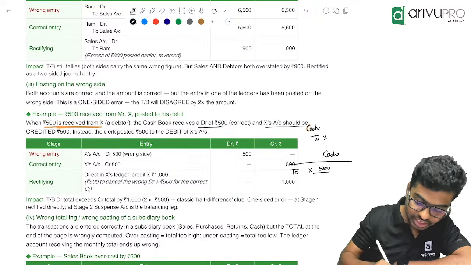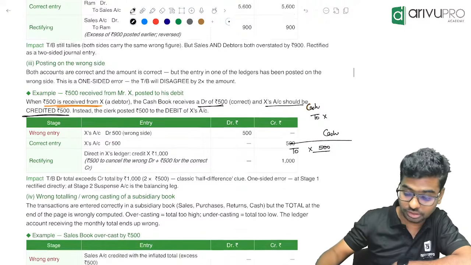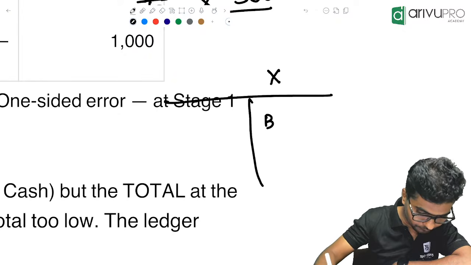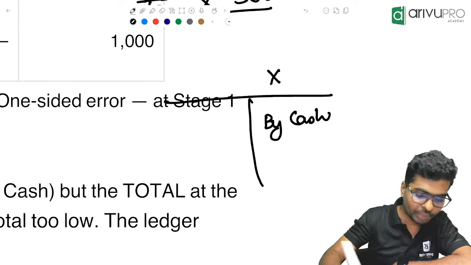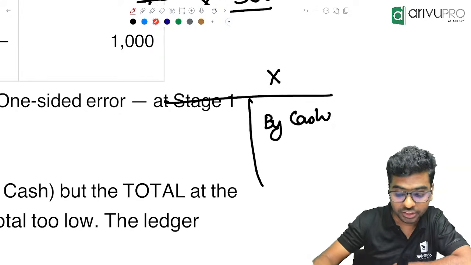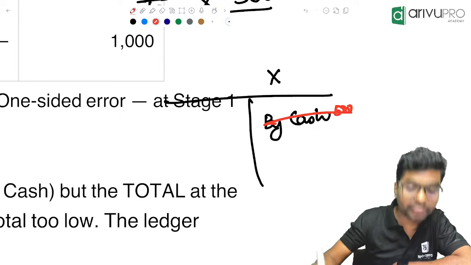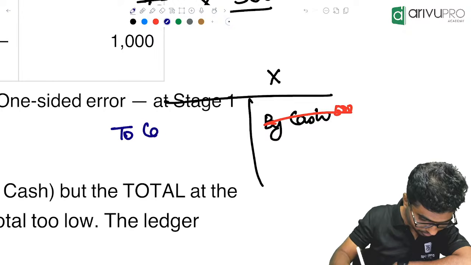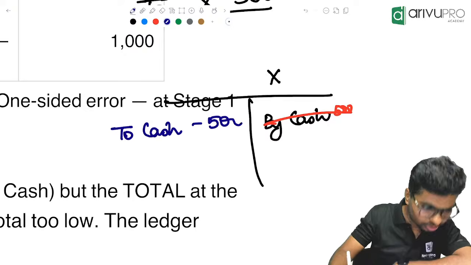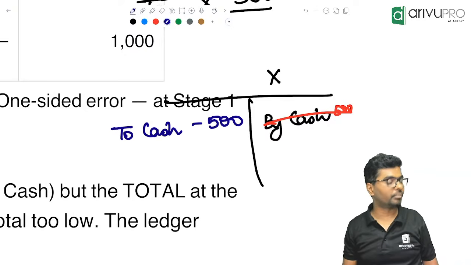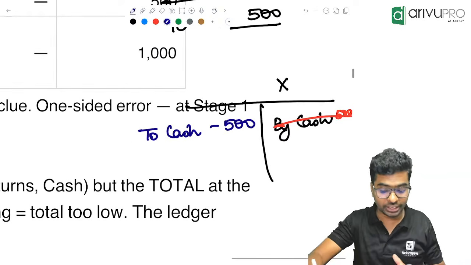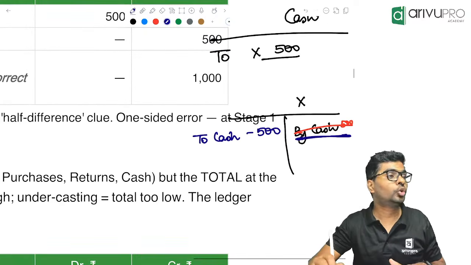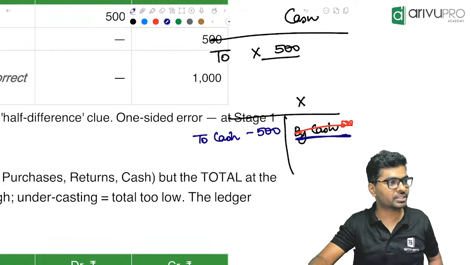And the X account should be... So in the X account, I should write it as what? 'By cash.' But what did this guy do? He did not record this. Rather, he recorded it as 'To cash 500'. Madin, instead of recording it as 'By cash', he recorded it as 'To cash 500'. How do you rectify this?